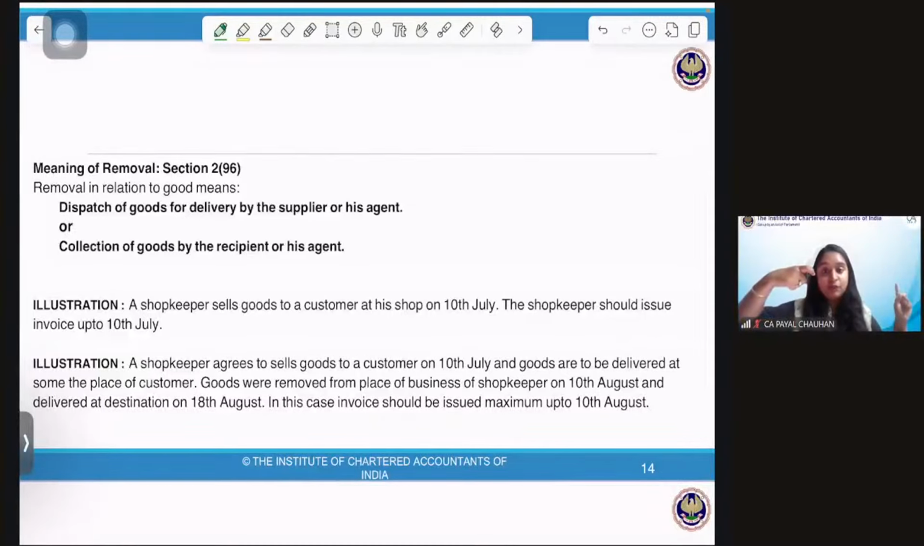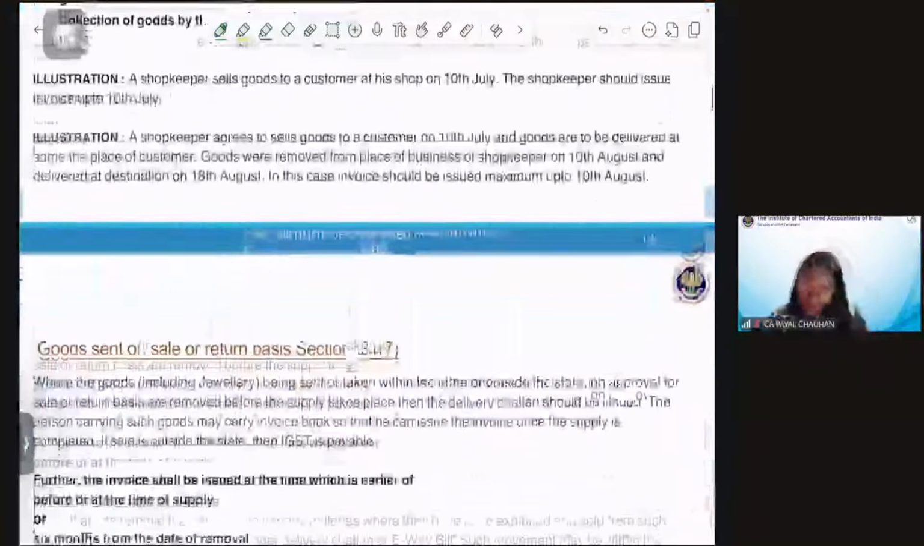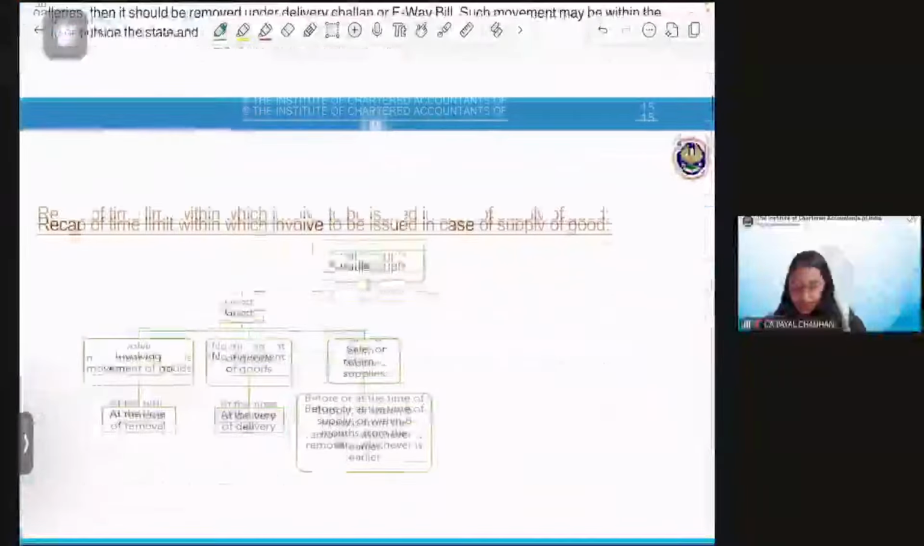Six months we have to count from what date? From six months from the date of removal. Perfect answers. Next question.